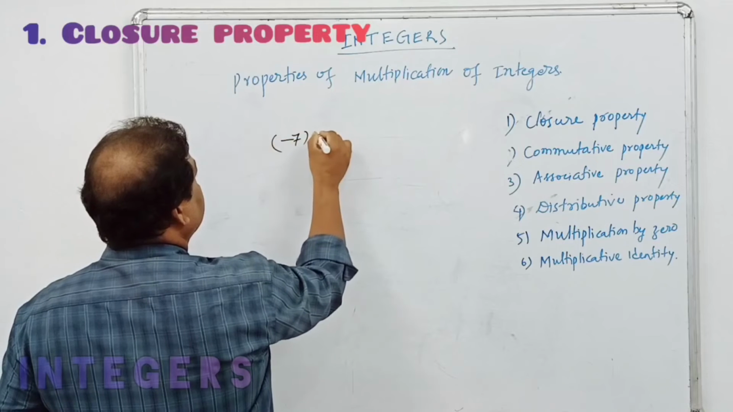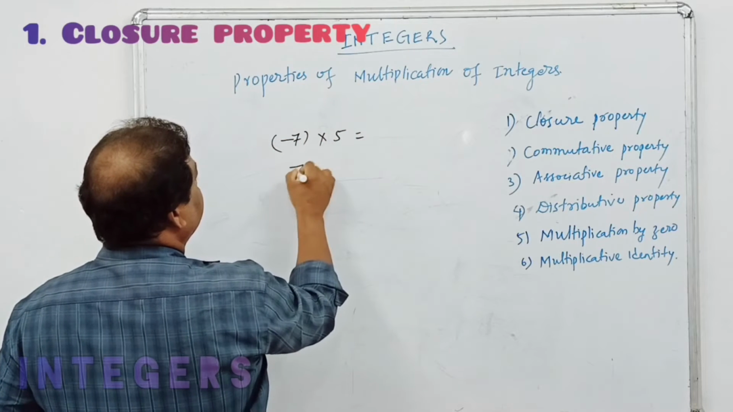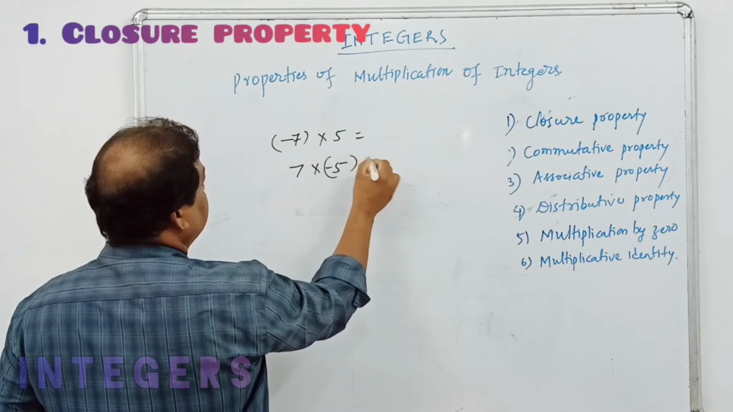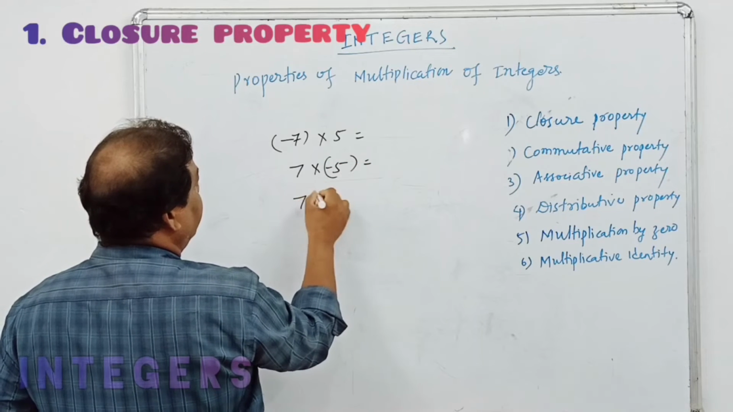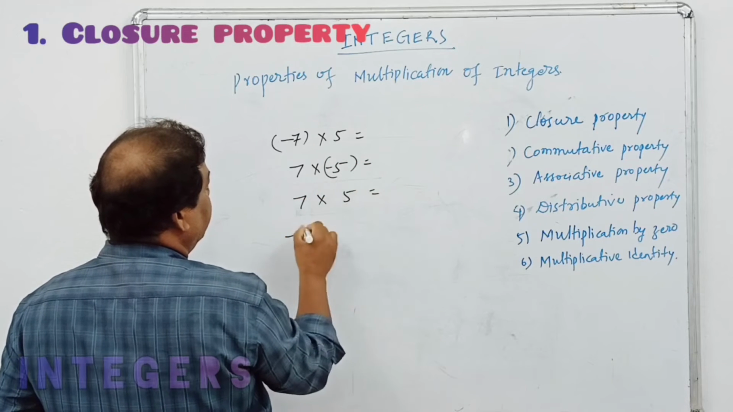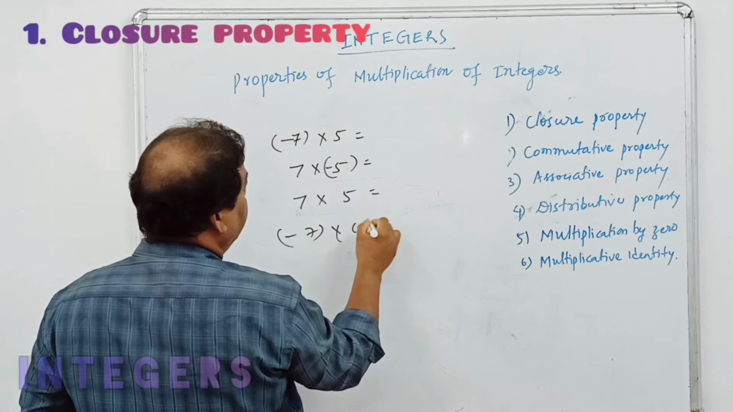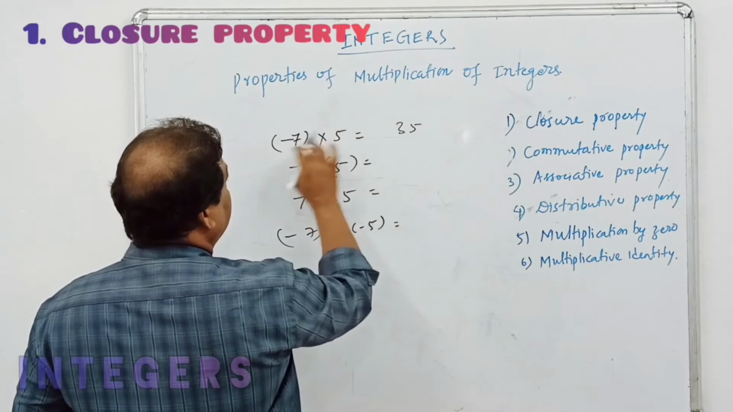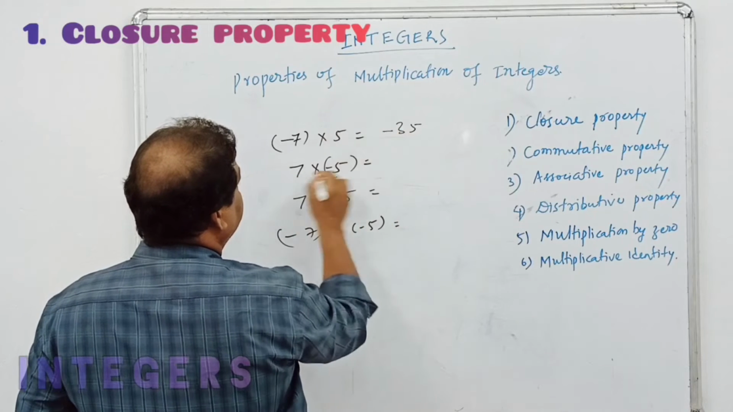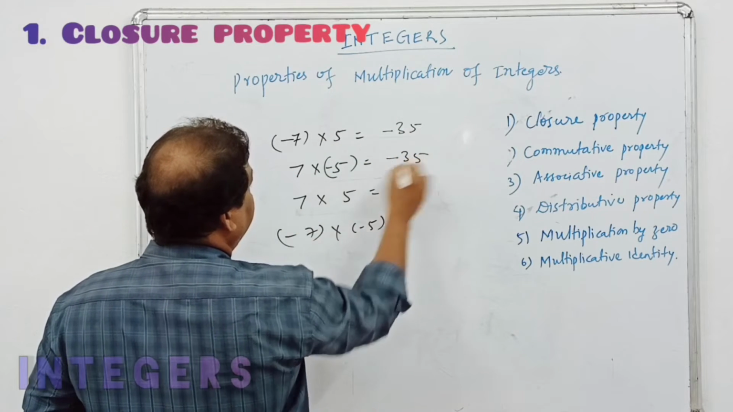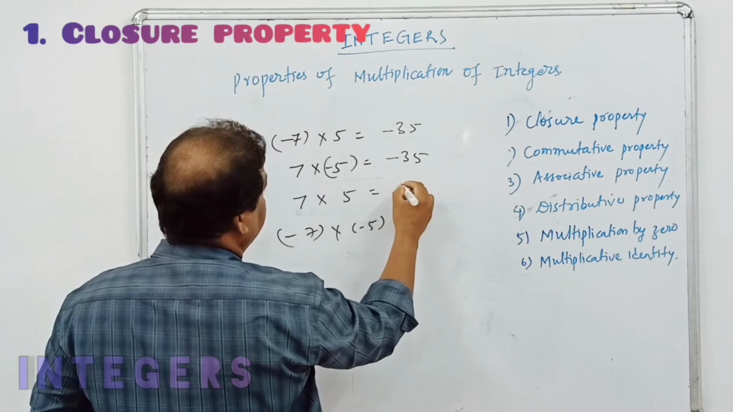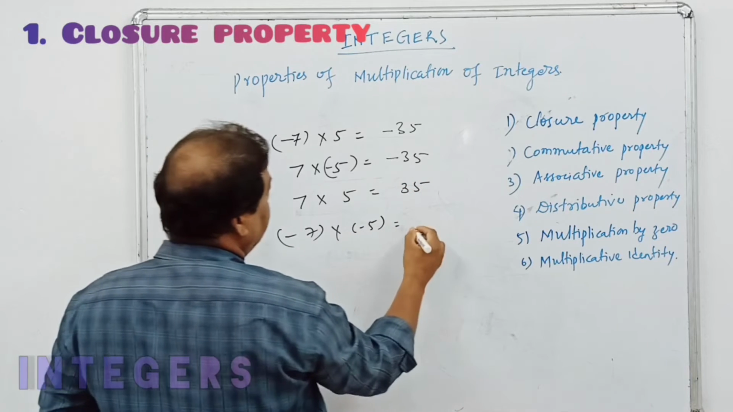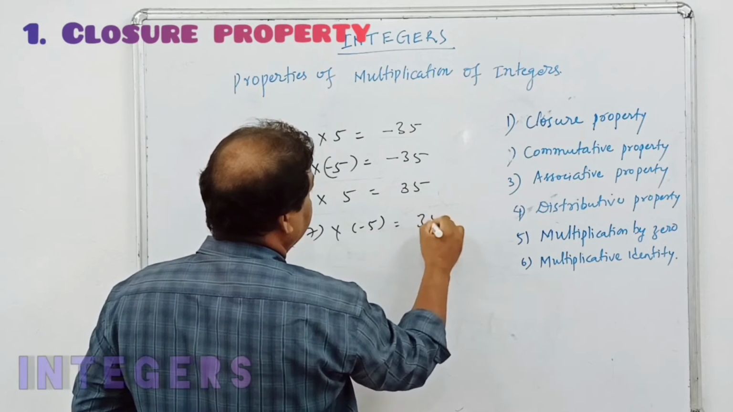Minus 7 times 5, 7 times minus 5, 7 times 5, minus 7 times minus 5. See? 7 times 5 is 35. Minus times plus gives minus, plus times minus gives minus, minus times minus gives plus, plus times plus gives plus. Positive sign, then 7 times 5 is 35. Negative sign, then it becomes a positive sign, 7 times 5 is 35.